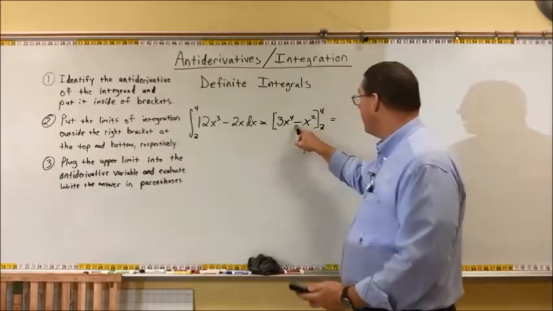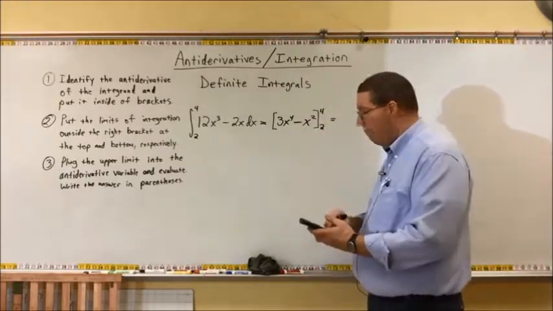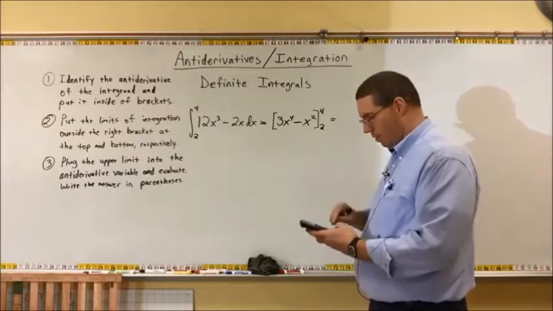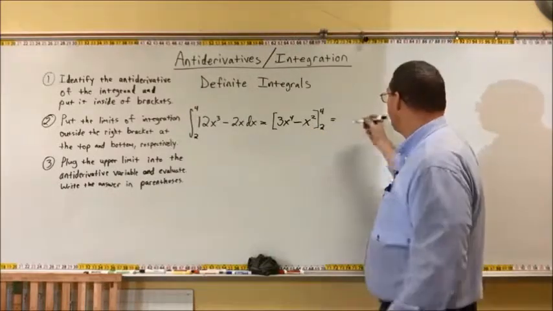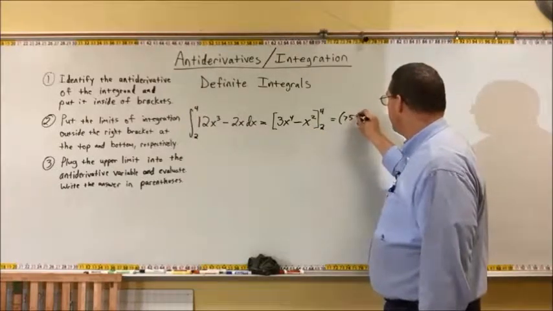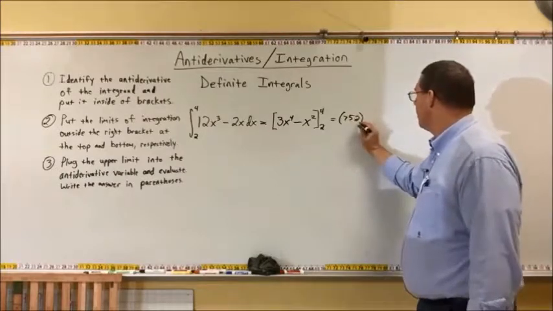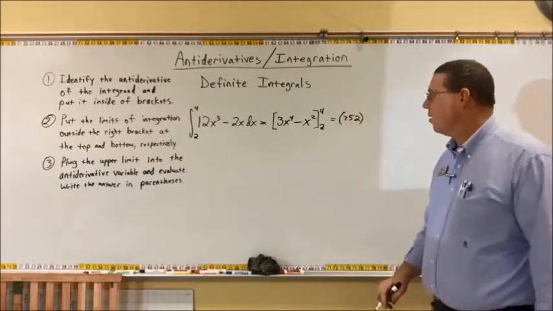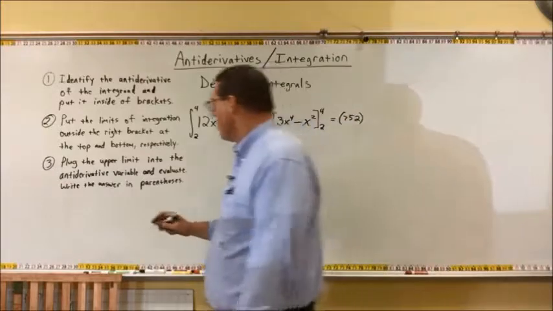$768 minus 4 squared. So that's minus 16. That's 752. And we're going to write that in parentheses. 752 in parentheses. Okay, we just did step 3. Step 4.